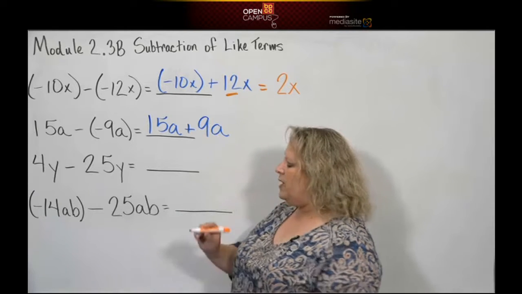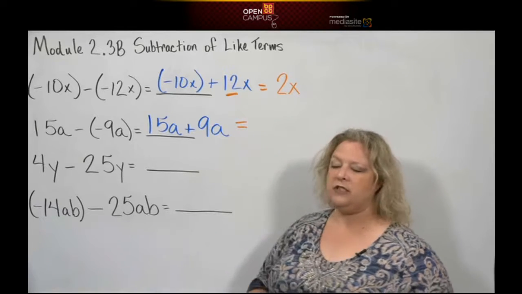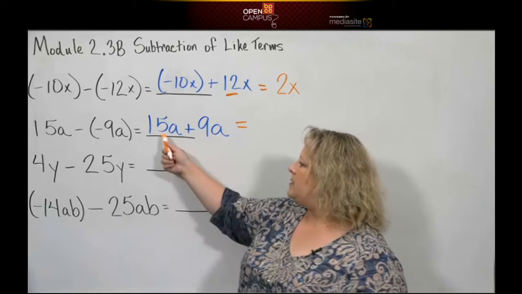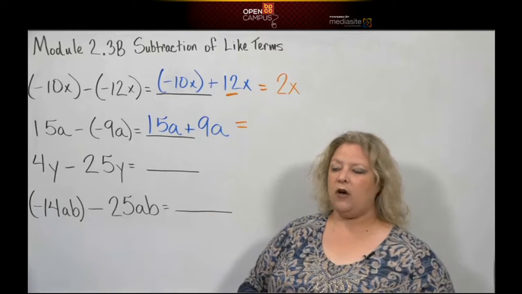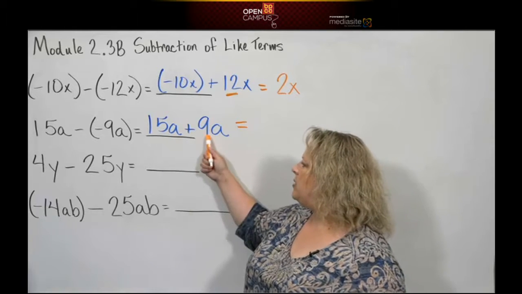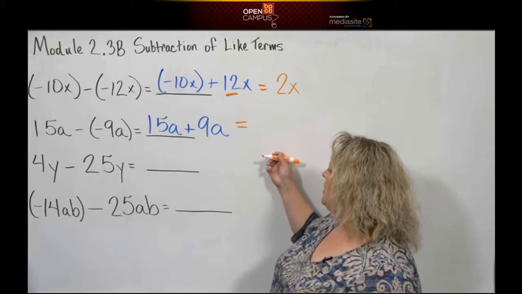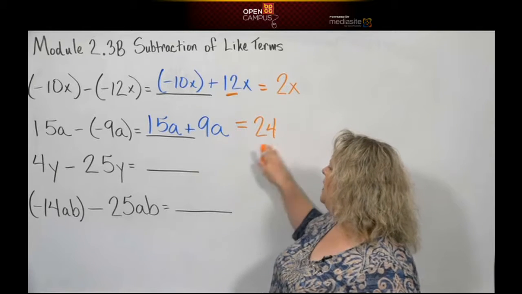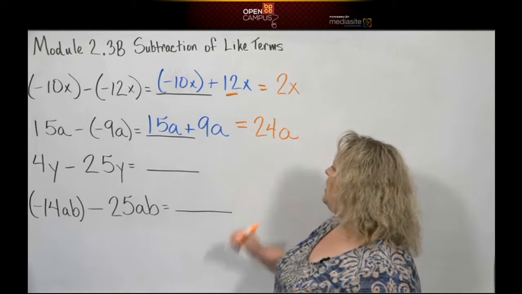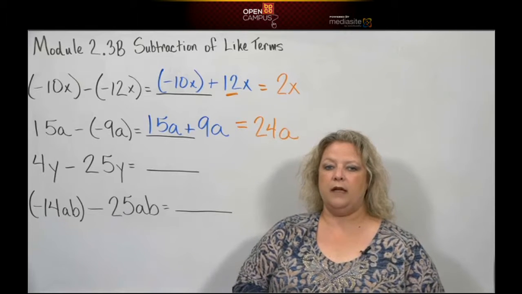Now, once we get here, we follow the rules for addition. So what do the rules say? If the signs are the same, which these are both positive numbers now, so now all you have to do is add 15 plus 9. And 15 plus 9 is 24. And then the a just comes over into your answer. So the answer is 24a.